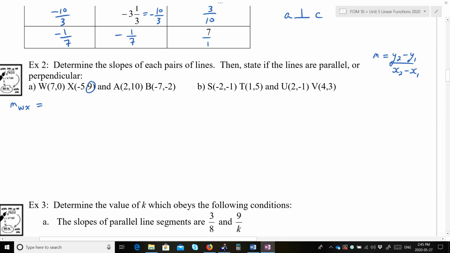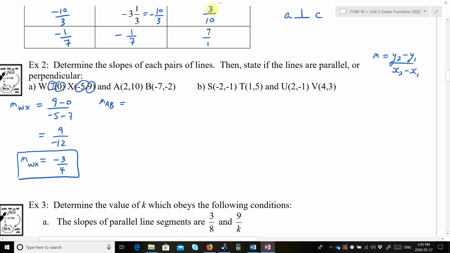And I'm going to go y2 minus y1, so 9 minus 0 over x2 minus x1, negative 5 minus 7. So we're going to get 9 over negative 12. In lowest terms, that is going to be negative 3 over 4. So there's the slope of WX. And then we will also do the slope of AB.